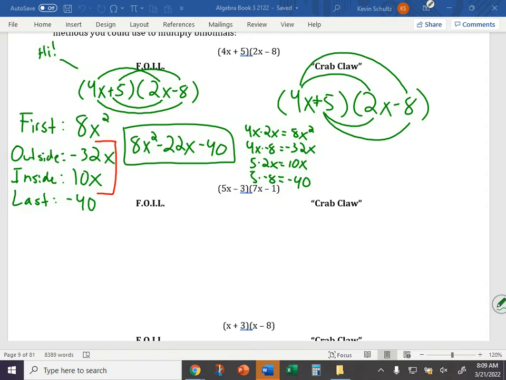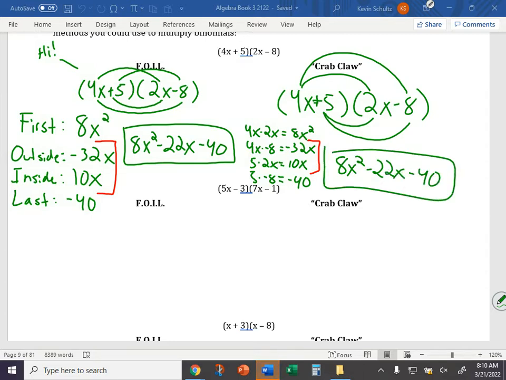All these are just kind of an organized method to accomplish the same goal, which is take each term in the first set and multiply it by each term in the second set. Obviously, we're not done yet, but you can see we have the same 4 terms in both of them here. So we're going to combine our x terms again, just like we did earlier. And we get 8x squared minus 22x minus 40 as an answer.